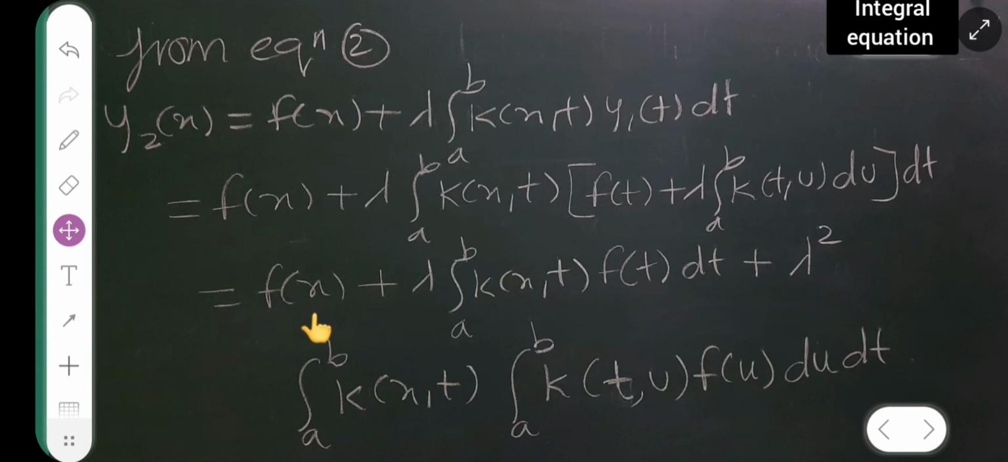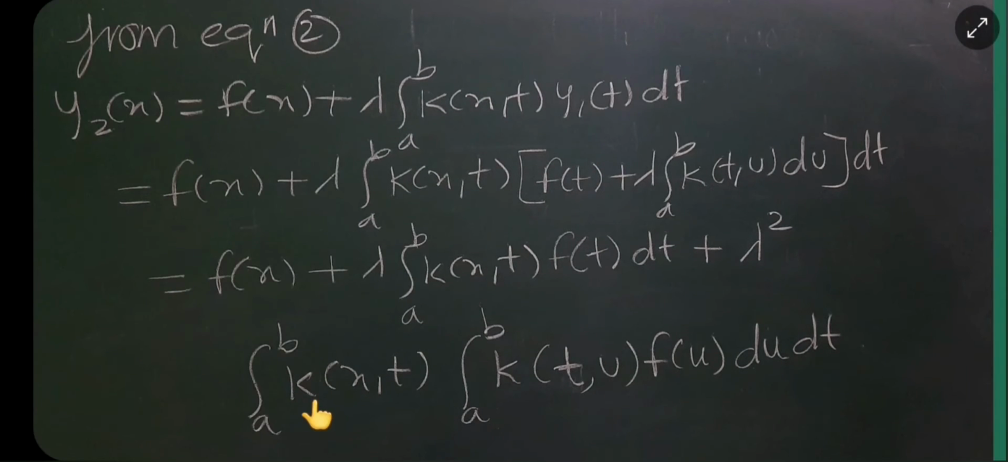Now this is equal to f of x plus lambda integral from a to b k of x comma t f of t dt plus lambda square integral from a to b k of x comma t, integral from a to b k of t comma u f of u du dt.